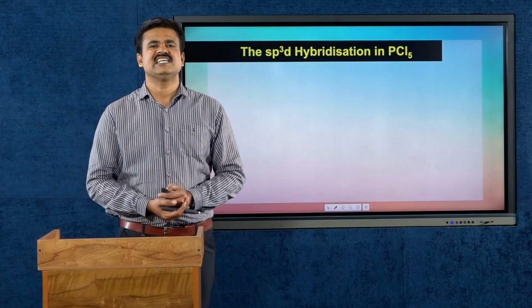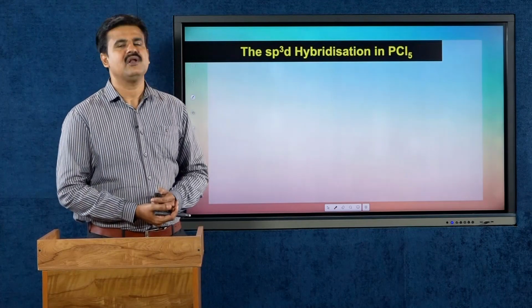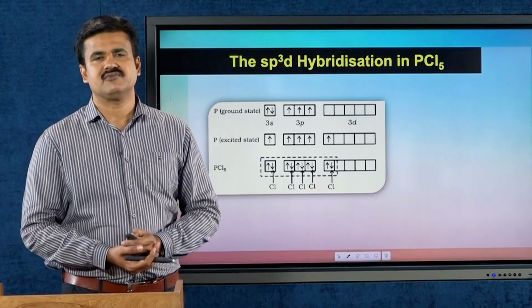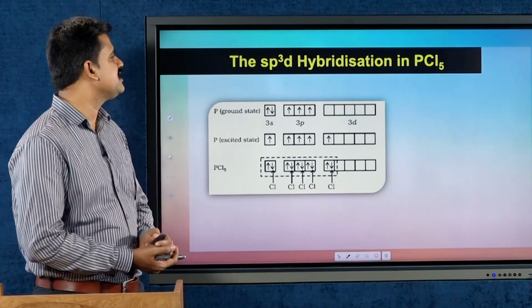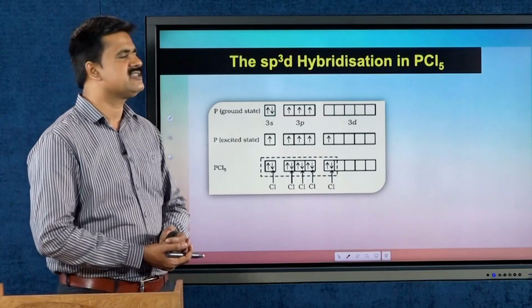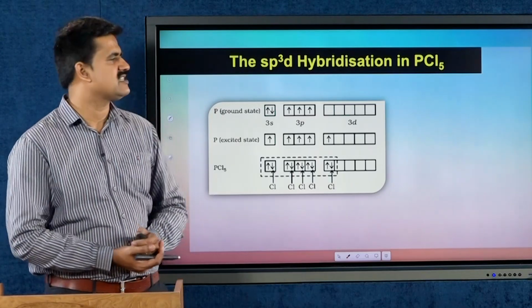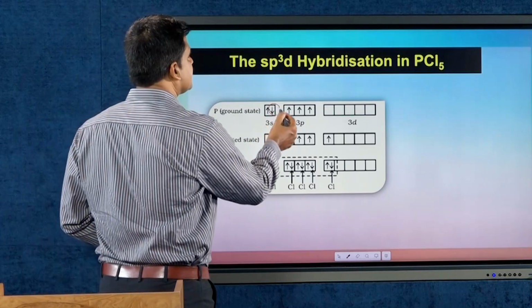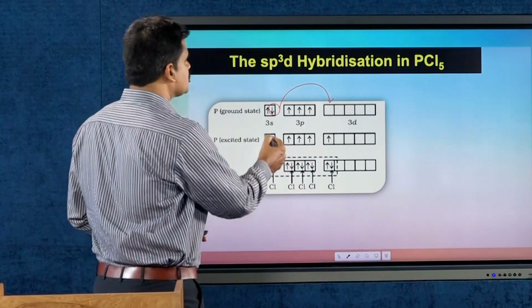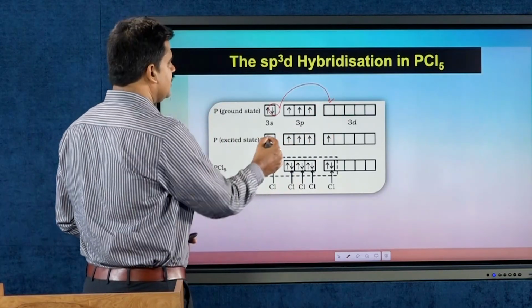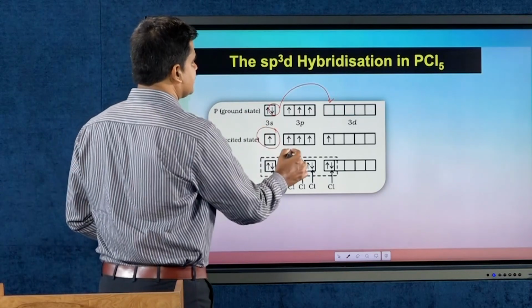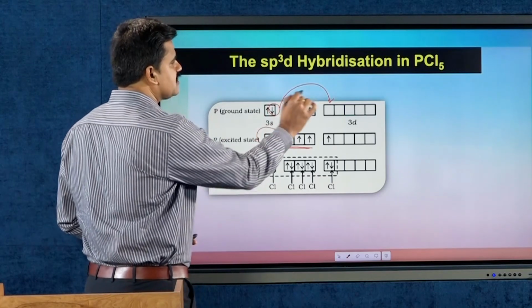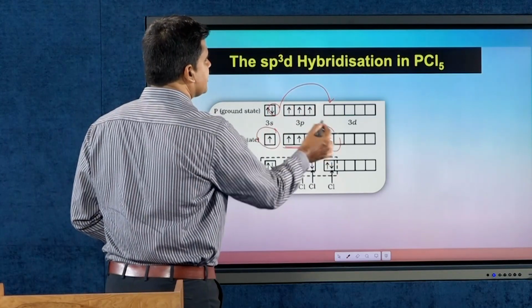We can illustrate sp3d hybridization in the PCl5 molecule as a representative example. This is the ground state electronic configuration of phosphorus, where the electronic arrangement is 3s2, 3p3 and 3d0. You can see there are no electrons present in the d subshell. During excitation, one of the electrons present in the 3s orbital is excited to the 3d orbital. So you are getting 5 half-filled orbitals. The 3s orbital is now half-filled. The 3p orbitals are already half-filled, and due to the promotion of an electron from 3s to 3d, one d orbital is now also half-filled.